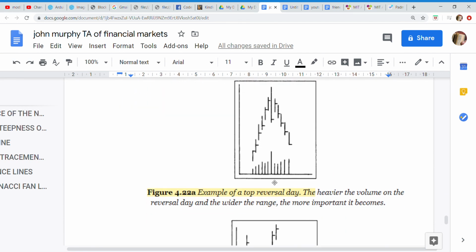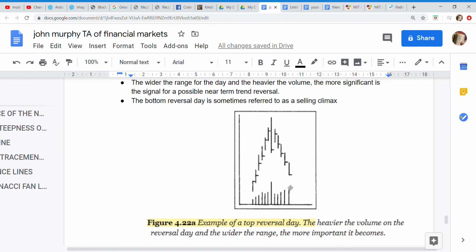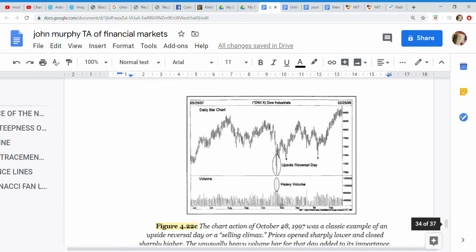So this is the top reversal day, and this is the bottom reversal day. So here we can say the volume is very high. So upside reversal day, it is showing a very high volume at this point.